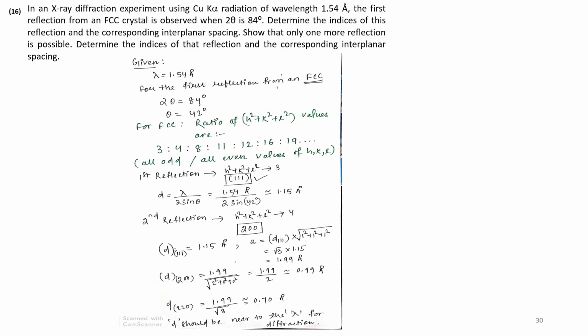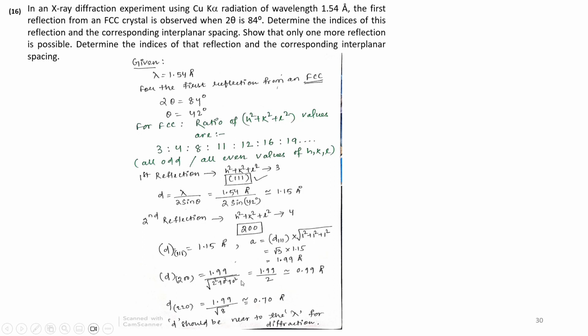Now the second reflection is on the plane 200. What do you have to do? You have to find the d111 value similarly and substitute in the A formula. So A is equal to d111 times root of h squared plus k squared plus l squared. You will get 1.99 angstrom.